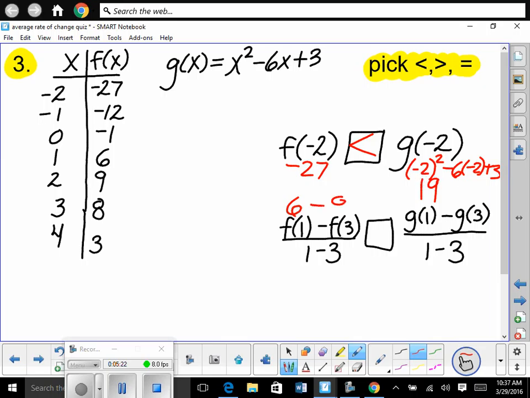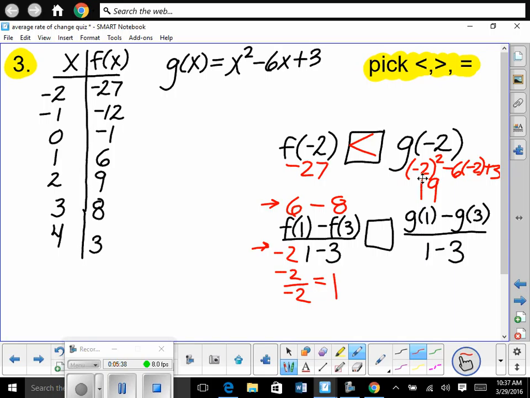So 6 minus 8 all over negative 2, right? 6 minus 8 is negative 2. So we have negative 2 divided by negative 2. Does everybody understand how this became negative 2 and this is negative 2? So that is 1, right? Let's compare that to the g.